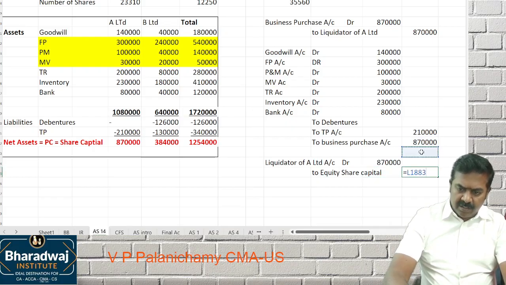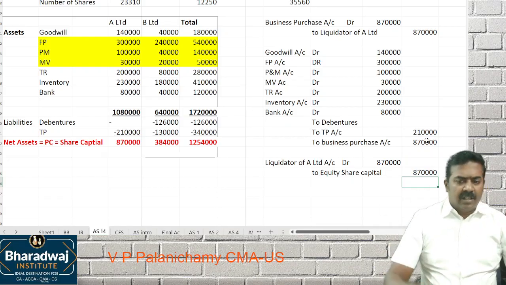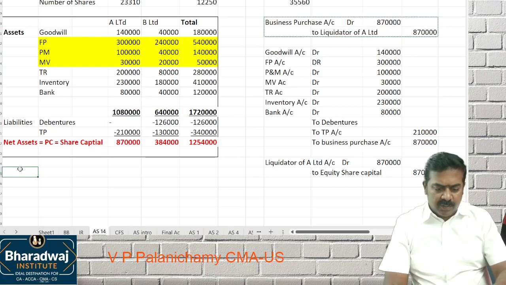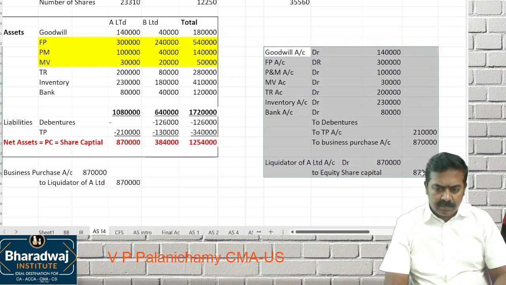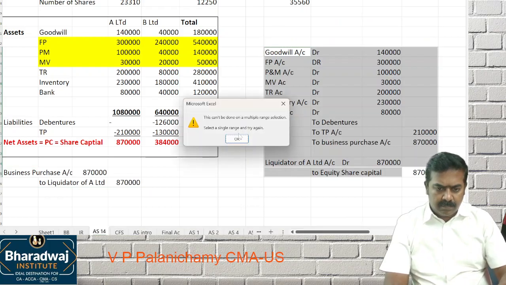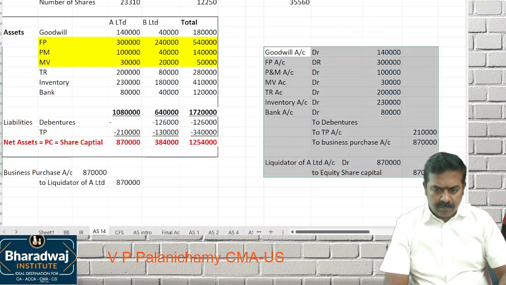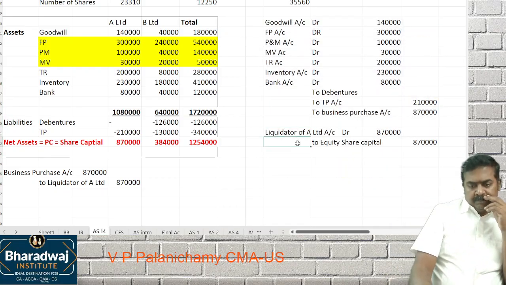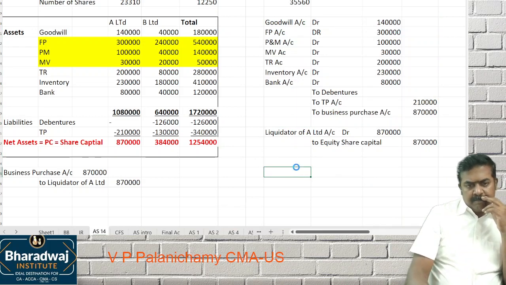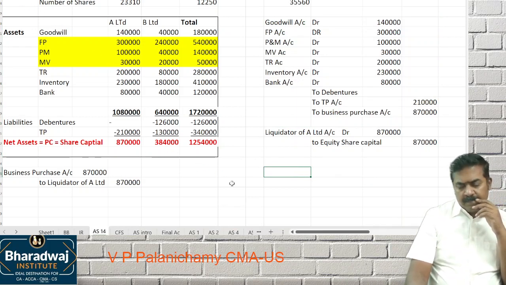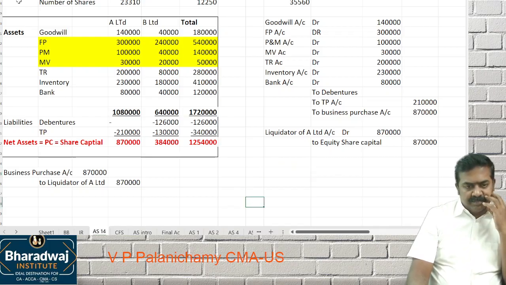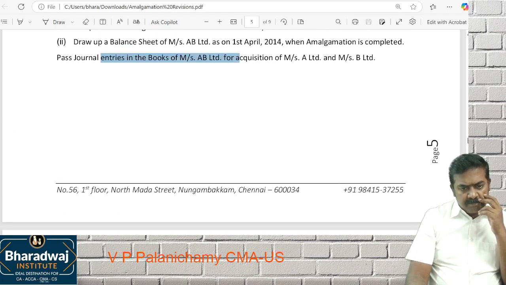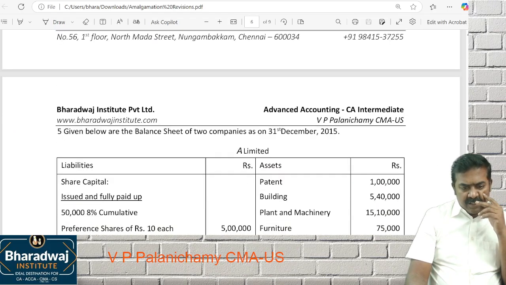Same set of entries, 3 more entries you pass for which company? Acquiring B Limited. This is for acquiring A Limited. 3 entries you pass for acquiring B Limited. You don't ask selling company, leave it.